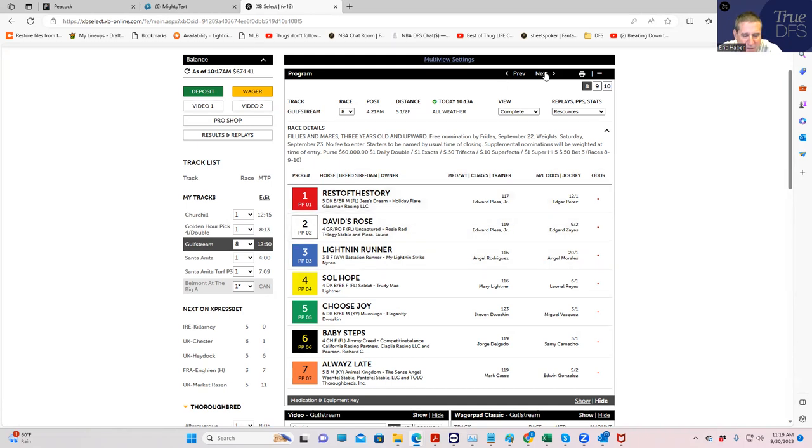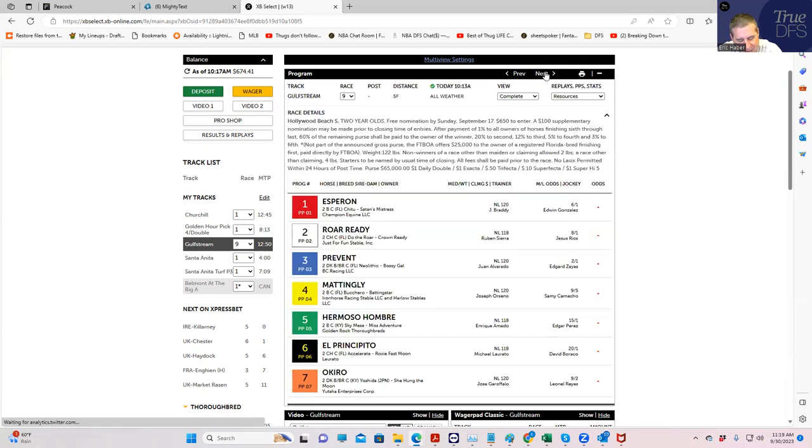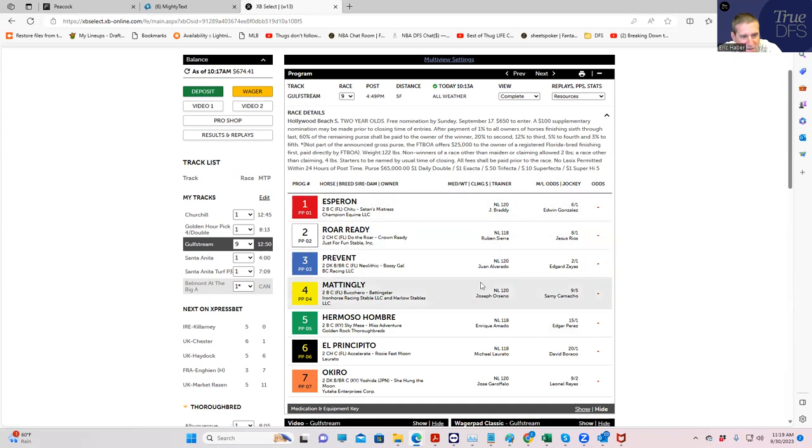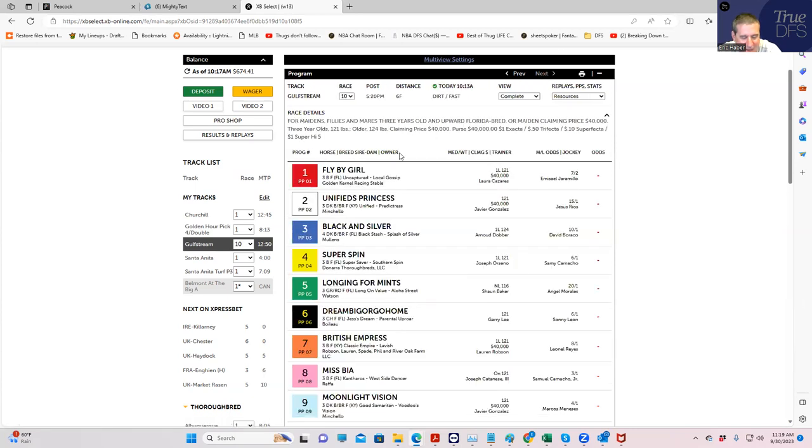And then race number 9. I really don't have much of anything there. 1, 2, 5, 6, 7. I didn't like the 4, if that matters. I don't like Mattingly too much. I think that pretty much anybody can win here. I would definitely not touch that race. However, I'll get back to that.